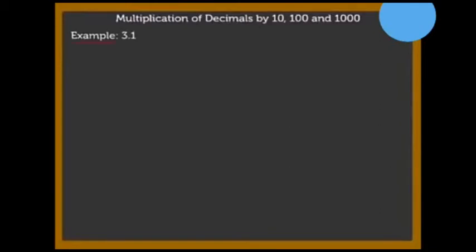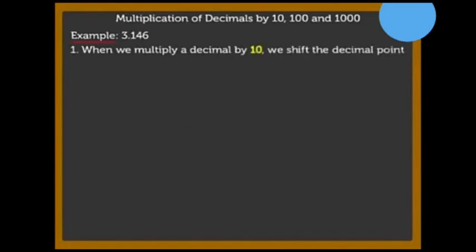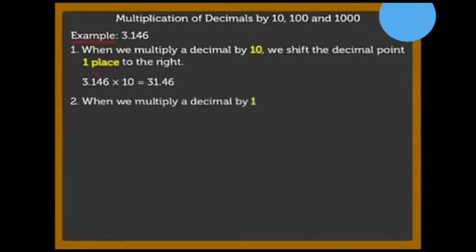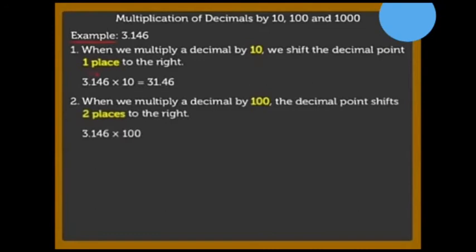Let's take the decimal 3.146. When we multiply a decimal by 10, we shift the decimal point 1 place to the right. Thus, 3.146 into 10 is equal to 31.46. In the same way, when we multiply a decimal by 100, the decimal point shifts 2 places to the right. Thus, 3.146 into 100 is equal to 314.6.